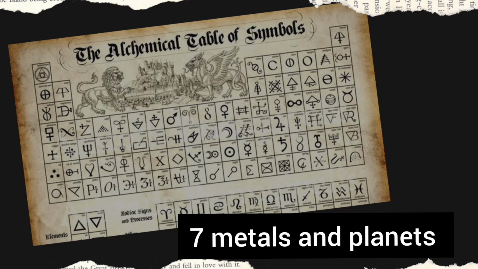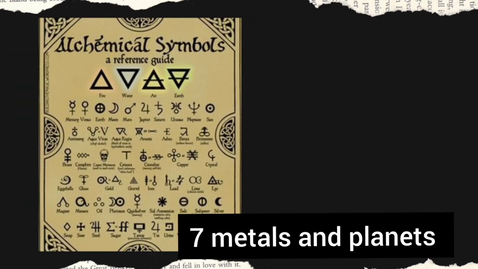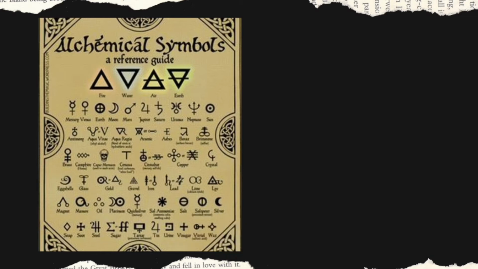Gold with the planet Sun and the self. Silver with Moon and moods. Copper with Venus and intuition. Iron with Mars and masculine power. Tin affecting the solar plexus, with Jupiter. Mercury with the planet Mercury and communication. Lead with old age and karmic baggage, affecting Saturn.